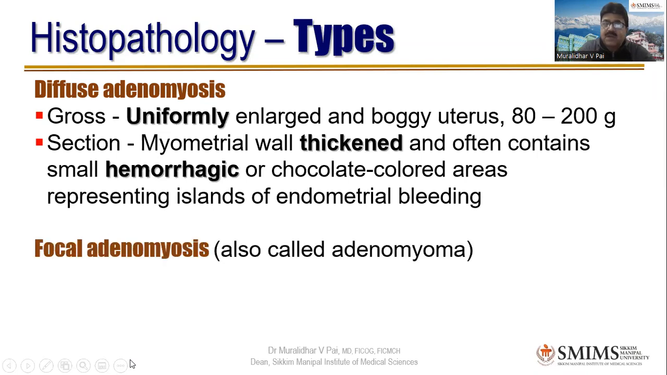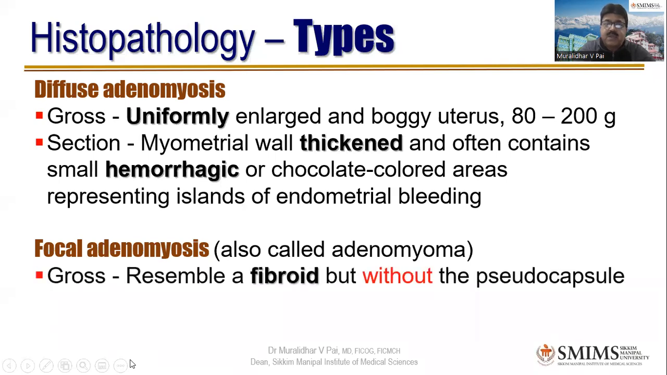Then there is focal adenomyosis, which is also called adenomyoma. But the difference between leiomyoma and adenomyoma is that leiomyoma has got a pseudocapsule, adenomyoma does not have, and it contains glandular tissue. Adeno means glandular tissue rather than just the fibrous tissue. So grossly, it resembles a fibroid, but without a pseudocapsule.